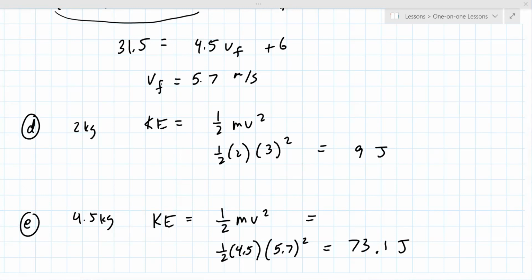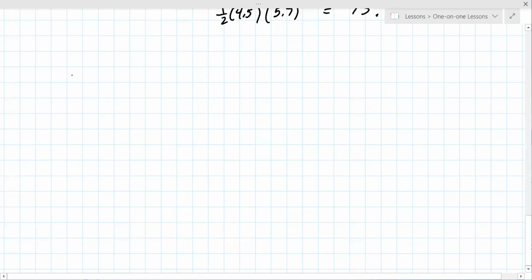Was momentum conserved? I want to say no, but let me look that up. It's supposed to be conserved in an elastic collision. There's a definition here that I can never remember: in an elastic collision, momentum and kinetic energy are conserved.